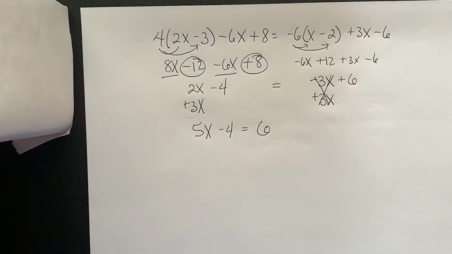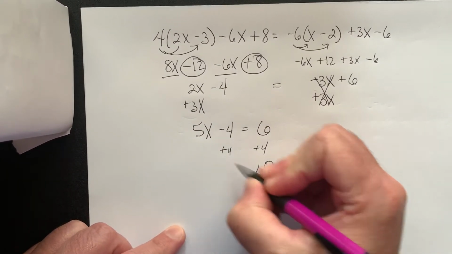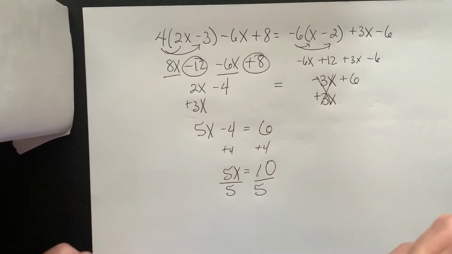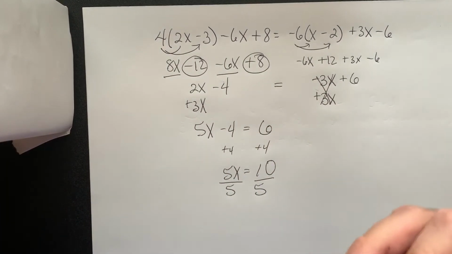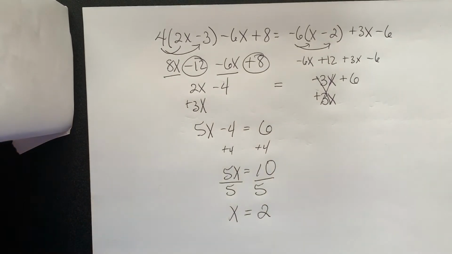Finally, whoo, we should be at ease now because we have a two-step equation. This is when it gets easy. Add 4, 10 on the right, 5x on the left, divide by 5, divide by 5. You should find yourself dividing at the end a lot. X is equal to 2. Okay, I think that's my answer.